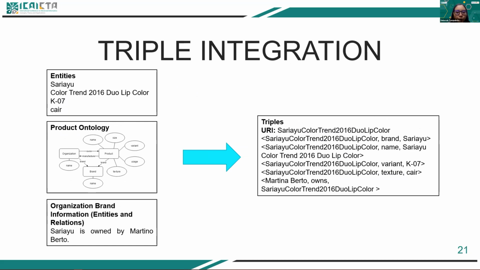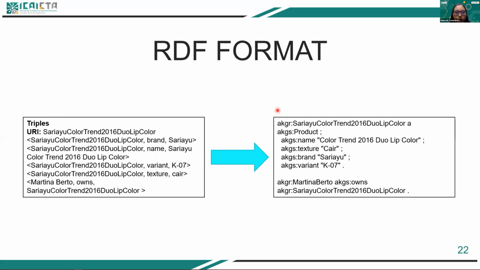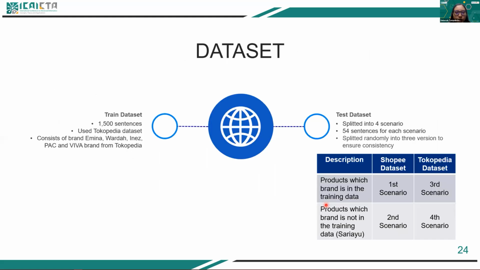As for the results, we use, as presented here, the train and the test sets, and we split them into 4 scenarios, where the scenarios are as in here. And then this is the result.